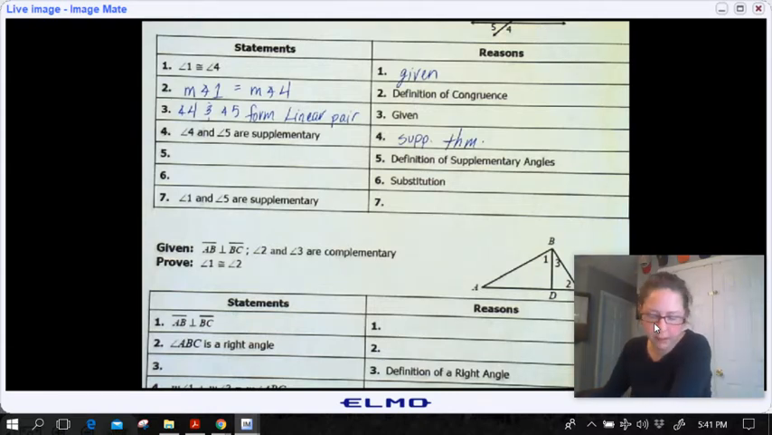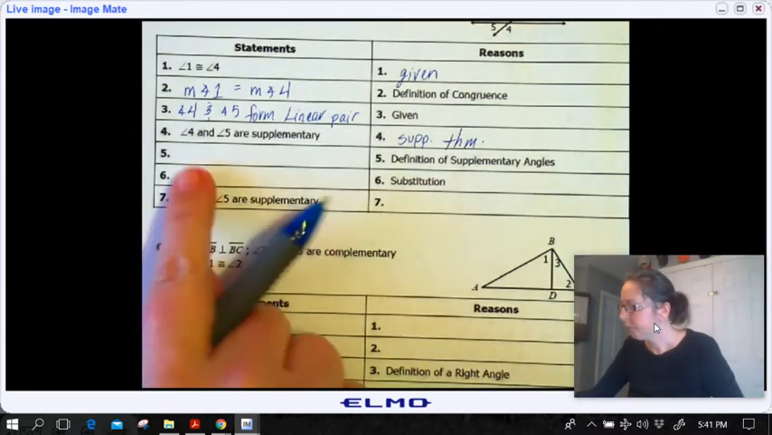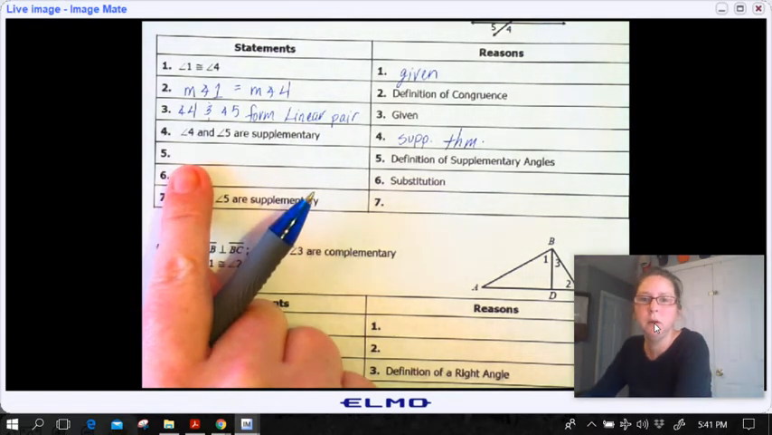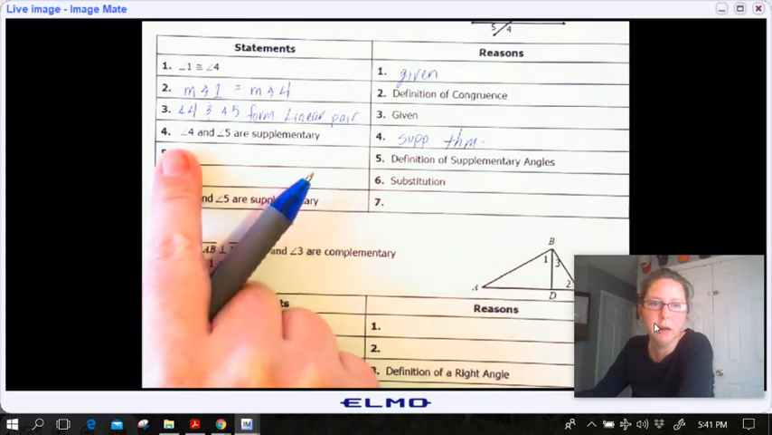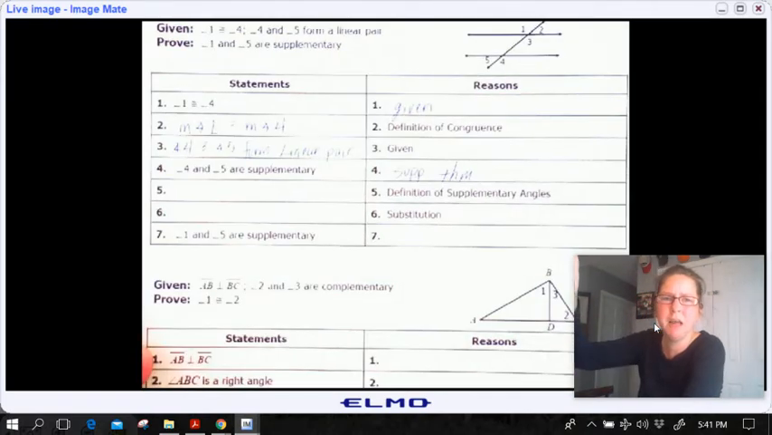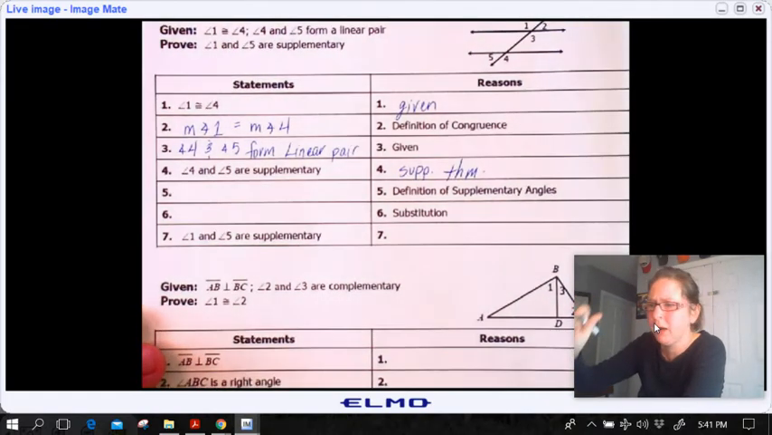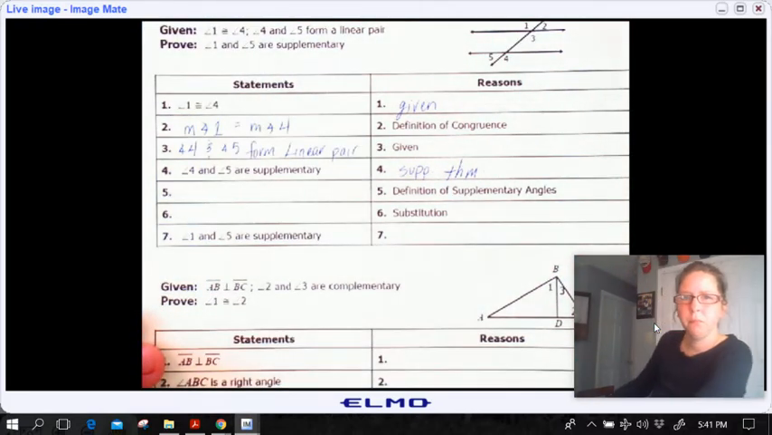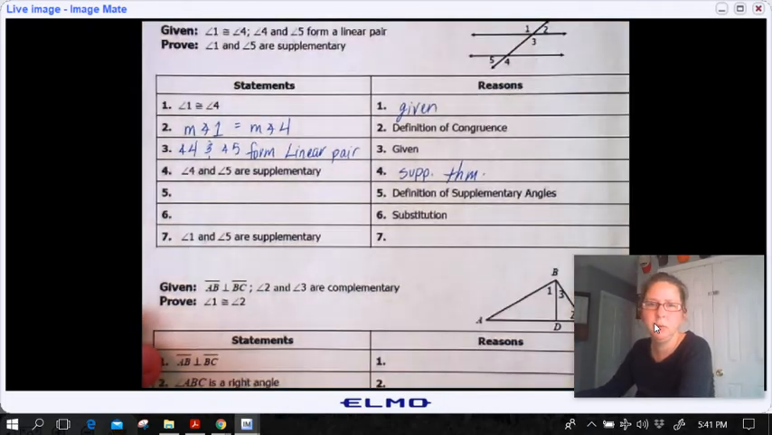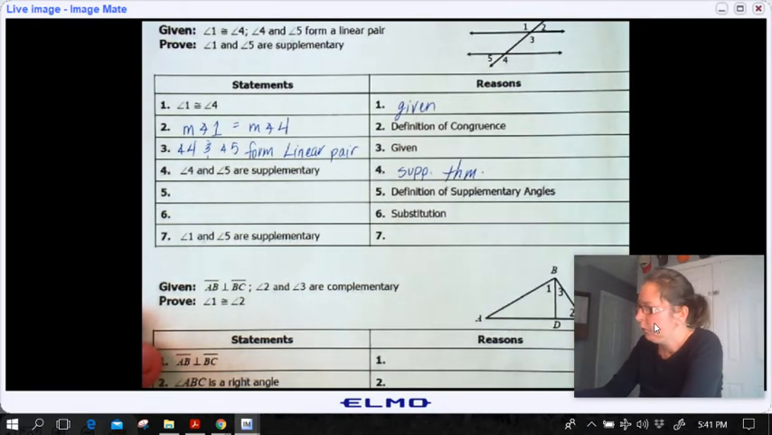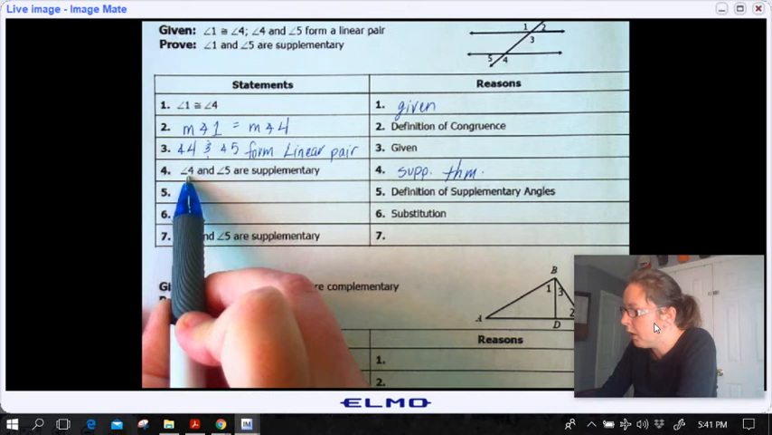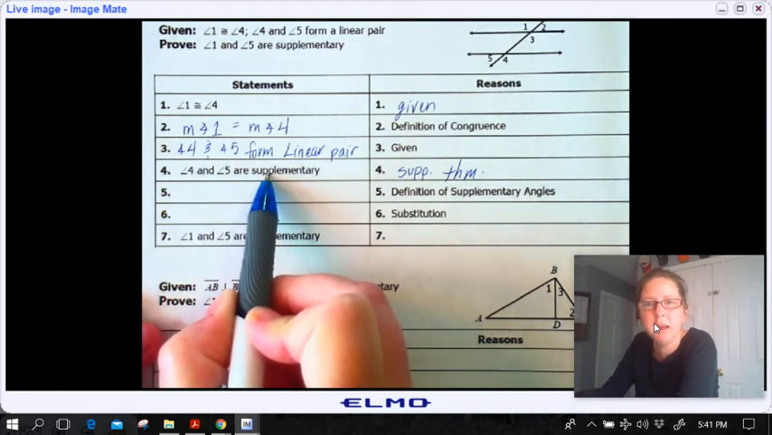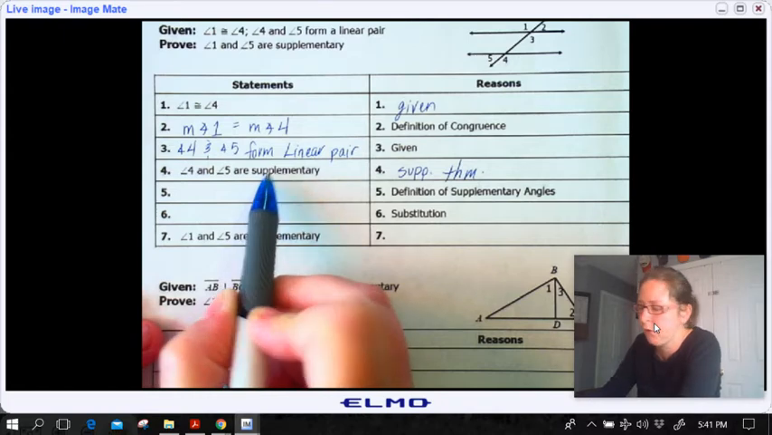So what can I say? Definition of supplementary angles. So let's talk about the angle measures of 4 and 5. Ooh, the sun is getting bright. Maybe that'll help us see a little bit better. Okay, so I'm going to say the measure of angle 4 and the measure of angle 5, if they're supplementary, it means that together they equal 180 degrees.